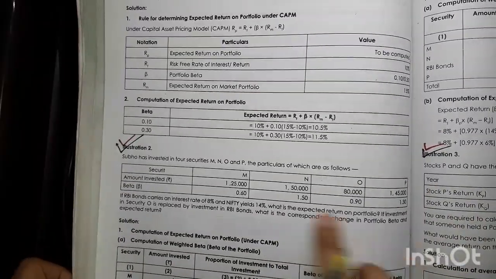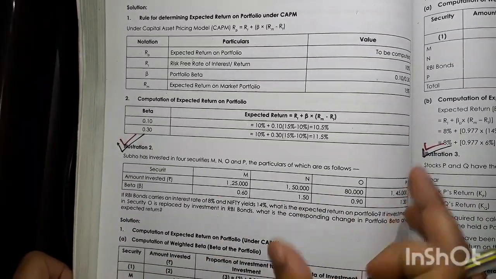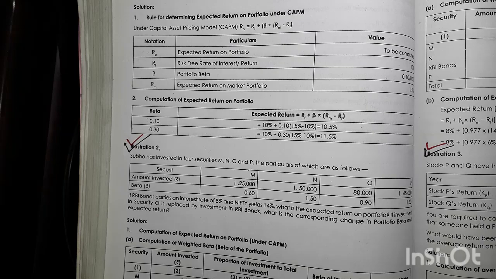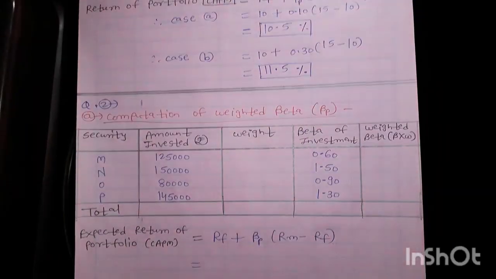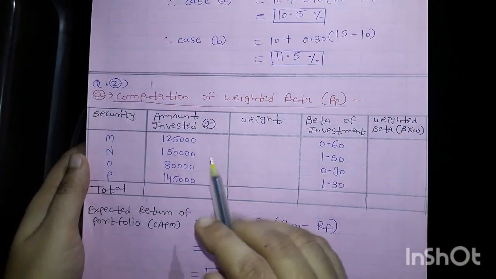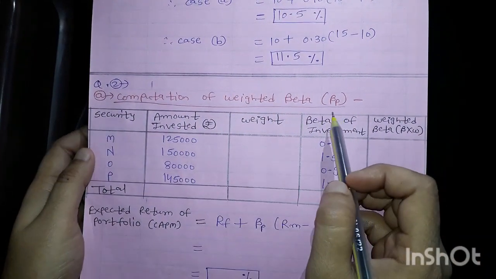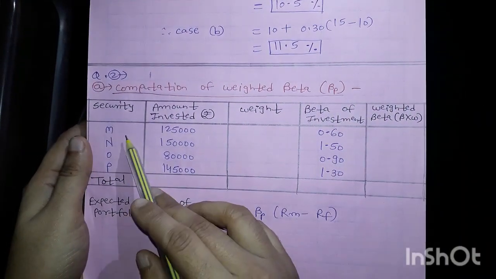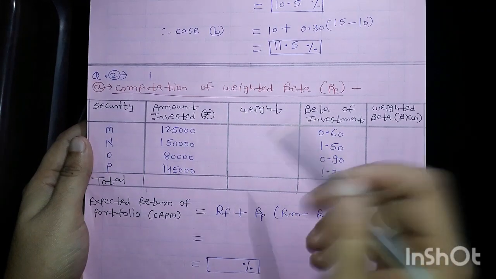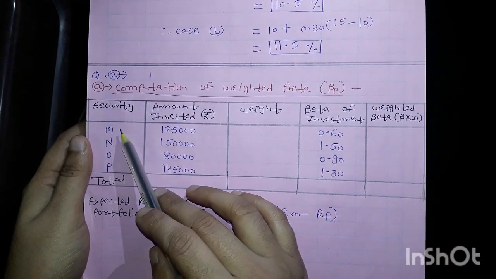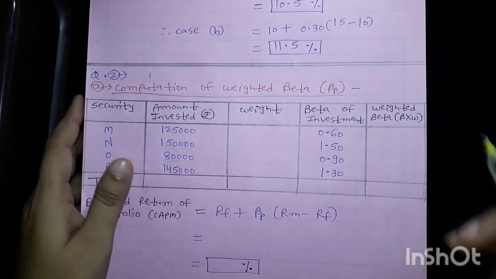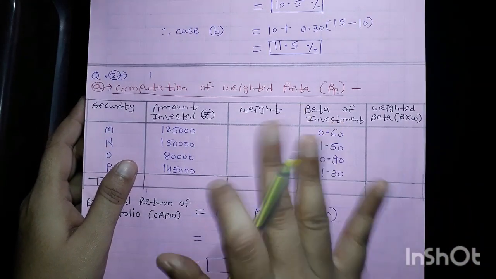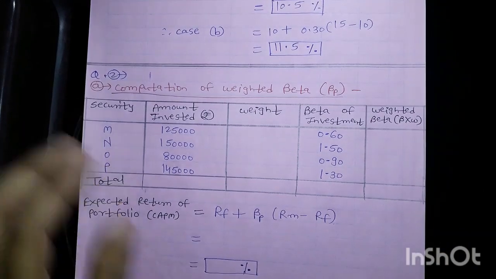Okay, so ये जो सिक्योरिटीज है उसका हम लोग को वेटेड बीटा फाइंड आउट करना पड़ेगा. ओके, सो फॉर दैट we will do such kind of calculation. So computation of weighted beta. Okay, so weighted beta मतलब उनका weight निकाल के हम लोग को multiply करना पड़ेगा. So first of all securities, after that amount invested which is given in the question, after that betas are also given in the question. Okay, so we will find out the weight.